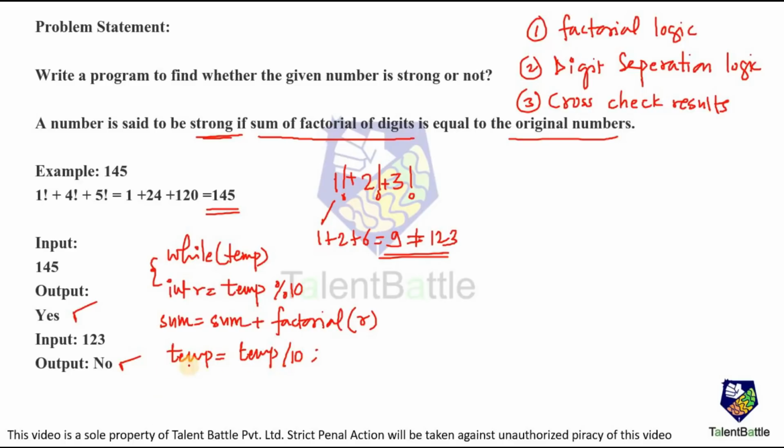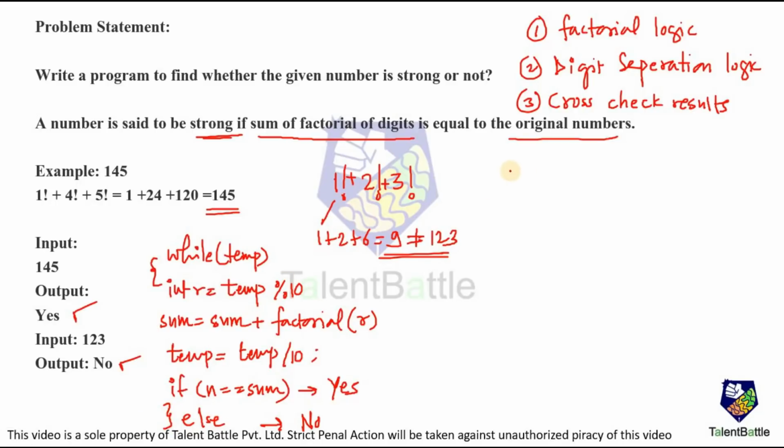And after I receive the final output, I can have the comparison. So if the value of n is equal to sum, it means it is a positive case, a strong number, so I will be printing yes, and in the else part I will be printing no. This will be the case, and my while loop will end over here.